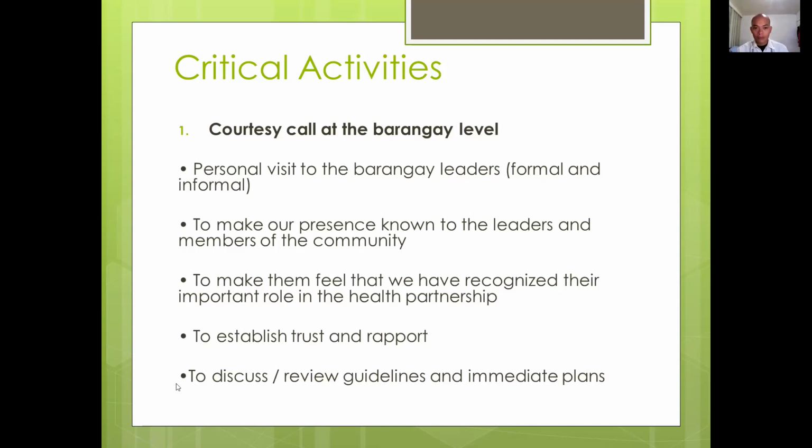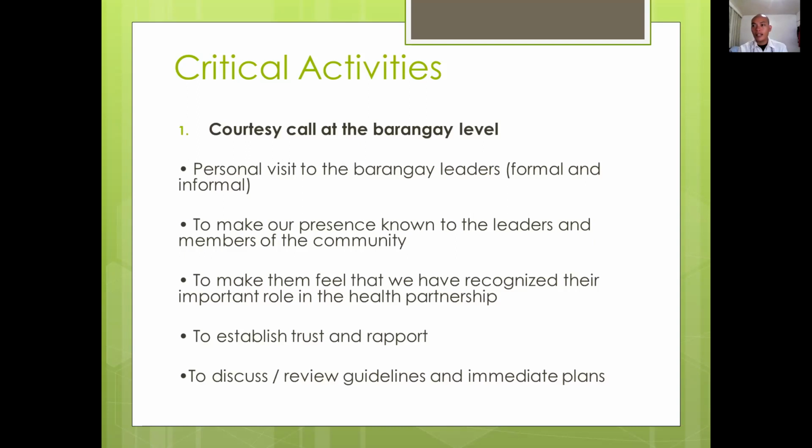Okay. Of course, we go to the courtesy call at the barangay level to establish trust and rapport. Okay, relationship is very important because they are our clients kung tutuusin. Okay, so we have to establish trust, establish rapport with your client. Also, we have to go to the barangay level for our courtesy call to discuss, review guidelines, and immediate plans. So pag-usapan namin. Okay, so kami po yung pinapunta ng munisipyo. Okay, kami po yung inassign ng munisipyo sa barangay nyo.